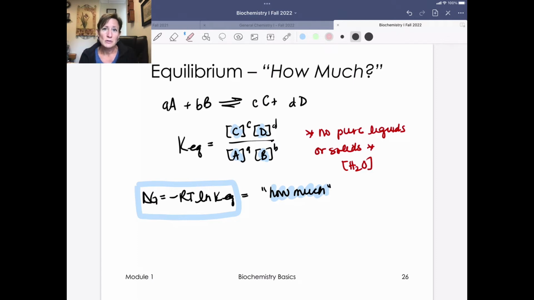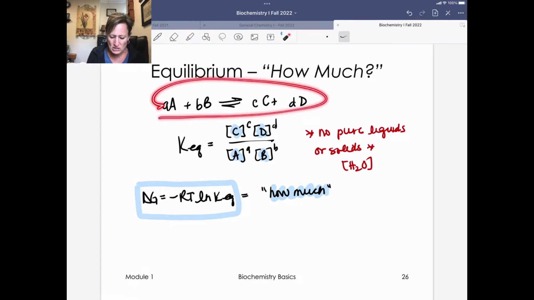So this video is going to be about reaction coordinates. And what's really great about a reaction coordinate is it allows us to combine aspects of thermodynamics and equilibrium and rate and kinetics.